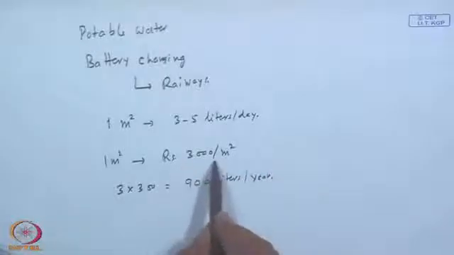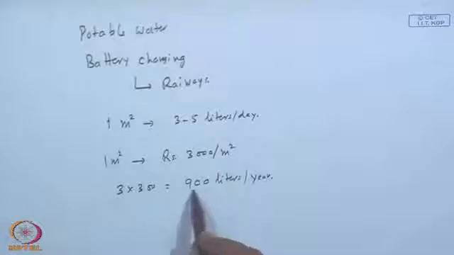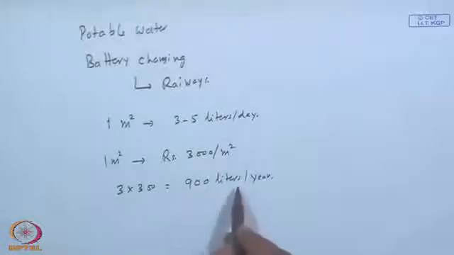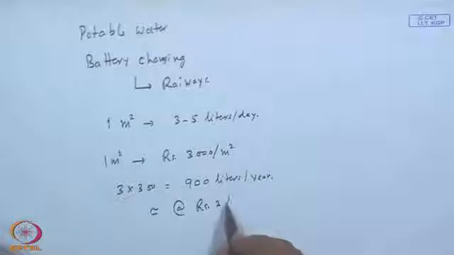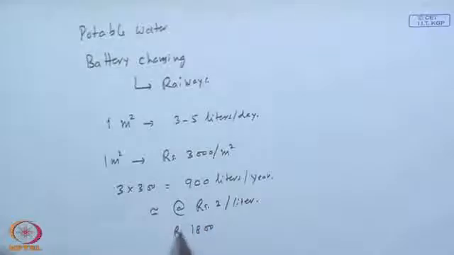So, at the rate of 3000 rupees per meter square, if it is 900 liters per year, and a liter at Rs 2, that will be 1800 rupees, so less than 2 years.